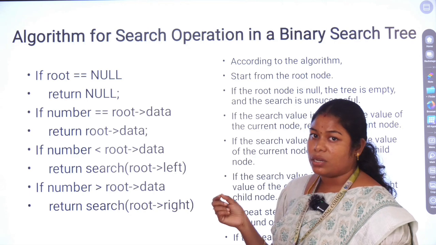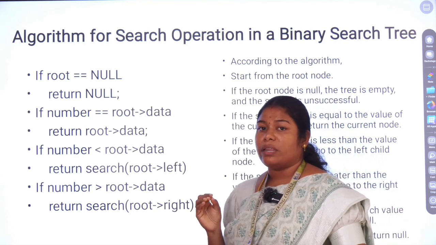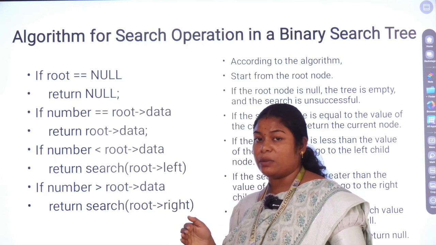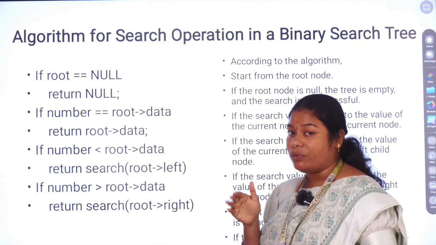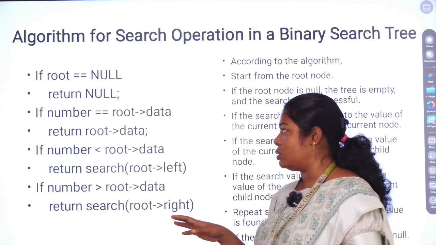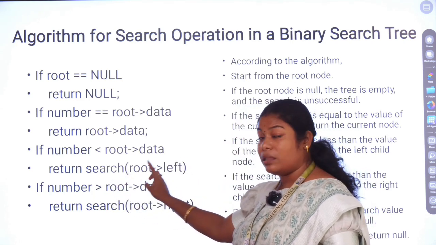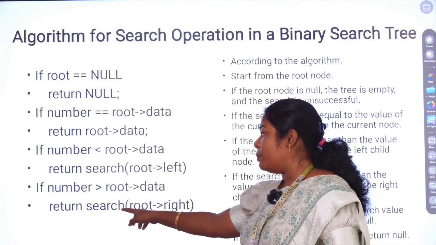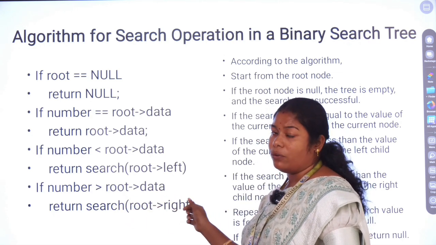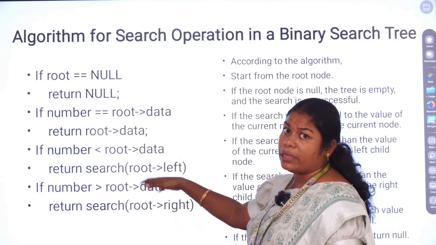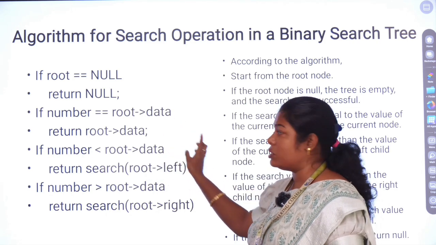In a binary search tree, whatever element or information we are given, if it is lesser we should search in the left subtree of the binary search tree. This is the condition. The other condition is if the number is greater than root of data, we will return the search in root of right. This is the general routine for the search operation in a binary search tree.